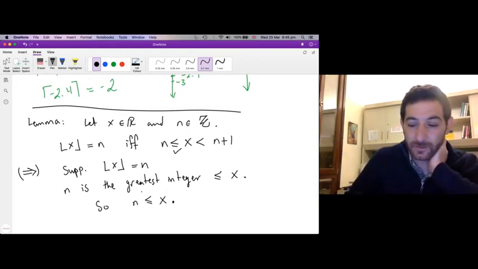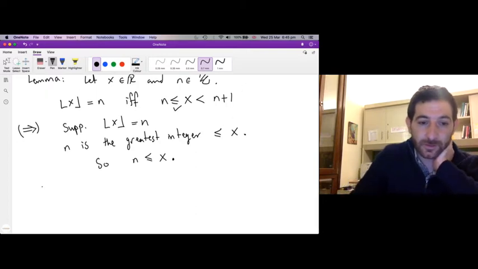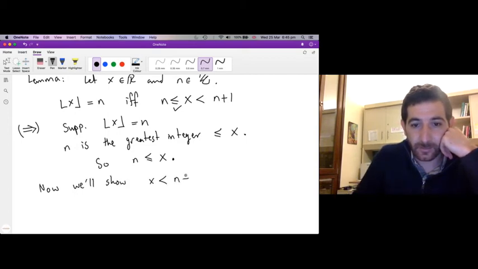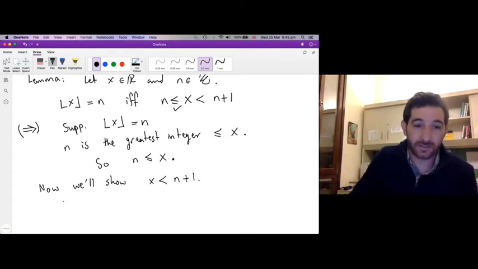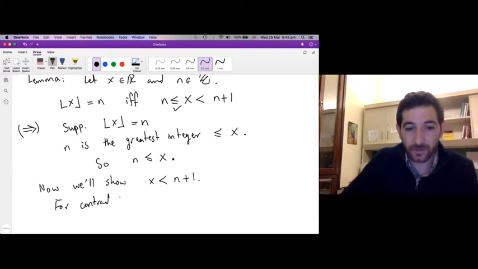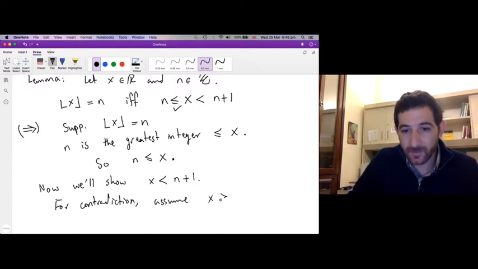Now it remains to show that x is strictly less than n plus 1. We will show this by contradiction. So for the sake of contradiction, assume the contrary. Assume that it's not the case. So assume that x is bigger than or equal to n plus 1.